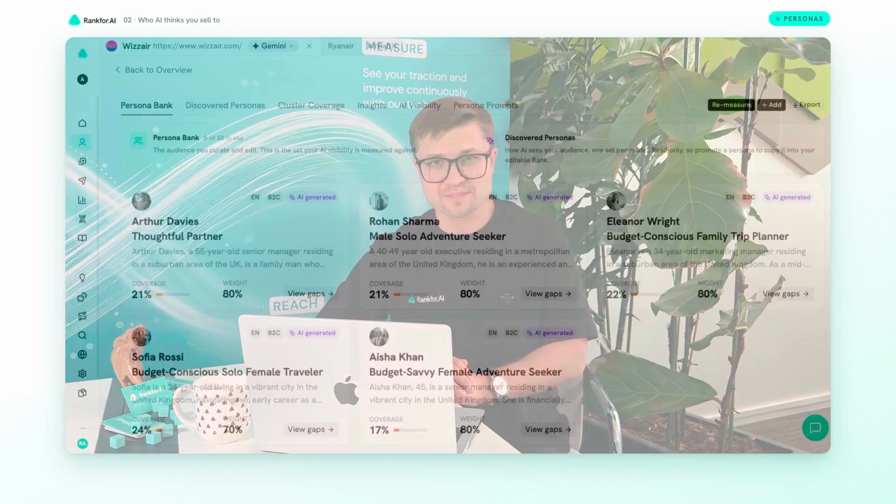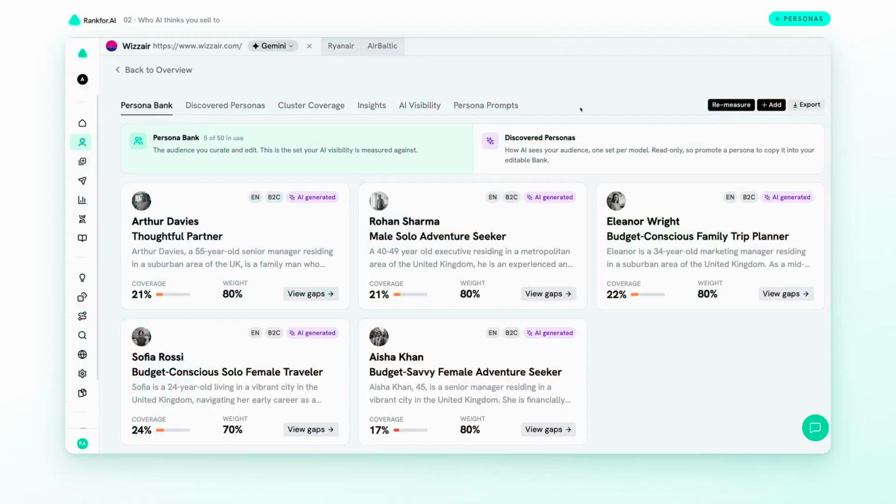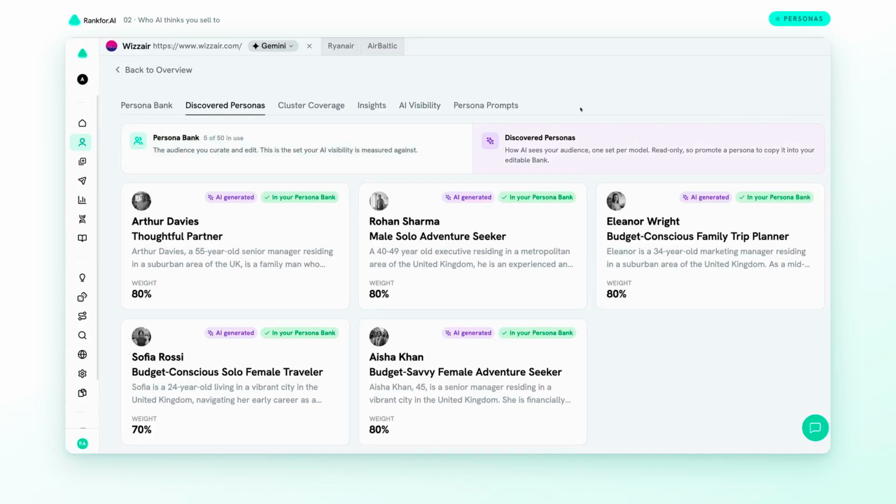Let's check them out. Two sets, and the difference matters. On the left, the persona bank. Yours, editable, and the set every score in this product is measured against. On the right, discovered personas, the model's own reading of your site, one set per engine, read only. Promote a card and it copies across.